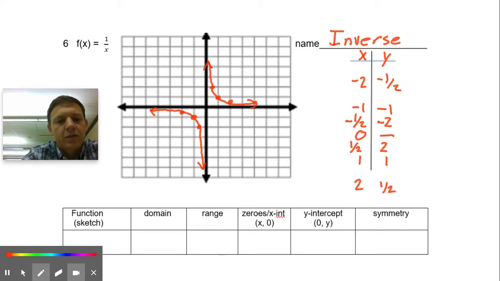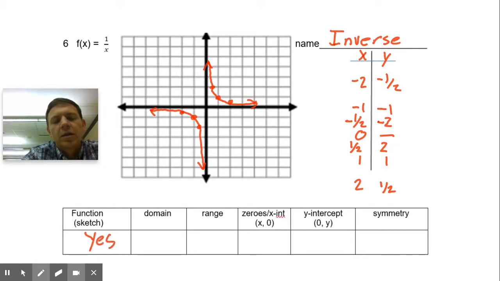Is this a function? Yes. That's the vertical line test. What's the domain? Okay, well, there's one number that this can't be. So you could write it like all reals except x doesn't equal 0. Can't equal 0. Same for the range. All reals except y can't be 0. Remember, these curves don't touch either axis, so it can't be 0. X can't be 0, y can't be 0.